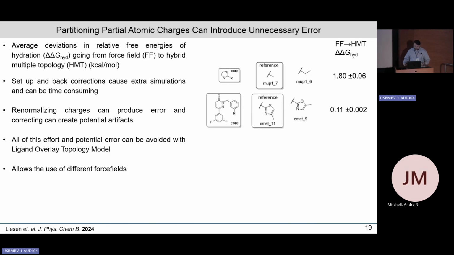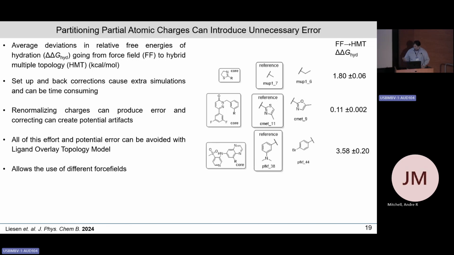In some of these, the change is actually relatively minor, but in others, it can go up much higher, at almost 4 kcal per mole. And setting up and doing these back corrections causes extra simulations, and it can be time consuming. And renormalizing these charges can produce error, and correcting them can create potential artifacts in your free energy results. And so we wanted to avoid all of this. All of this effort can be completely avoided using the ligand overlay topology model that I'm about to show. And it also will allow the use of different force fields because you can use whatever charges you want.